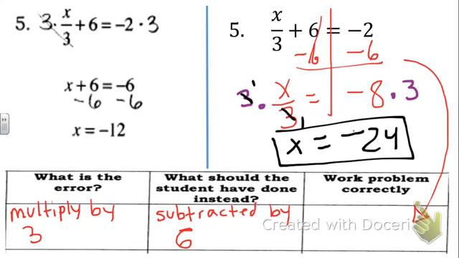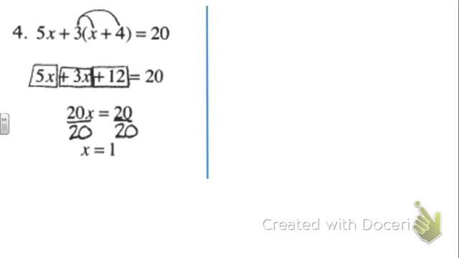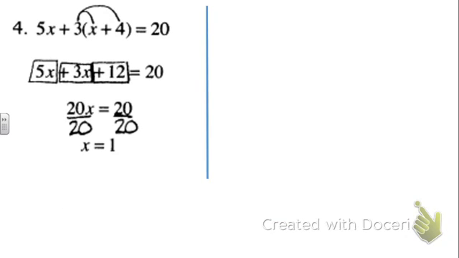And again, another tip is to actually do the problem yourself, and it's easier to find the mistake in the given problem. Okay? Alright, so now we're going to look at the back side. The next problem that I have for you is problem number 4 on the back side. So again, take a minute to look back. What's the original problem? This one, you can actually see it. Pretty easy: 5x plus 3 times x plus 4 equals 20.